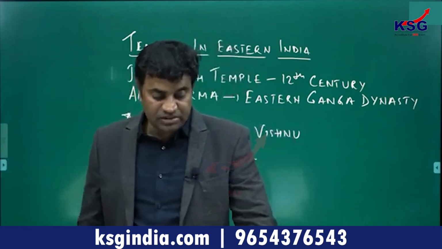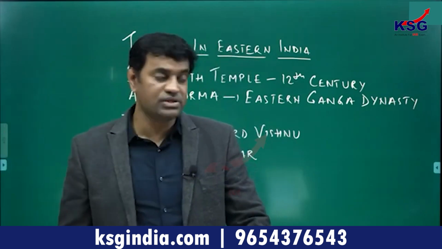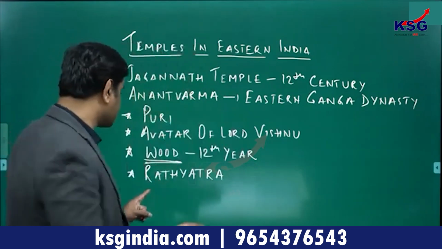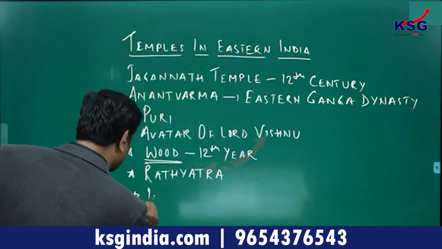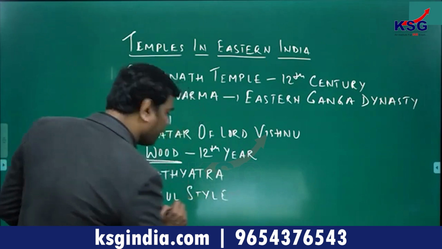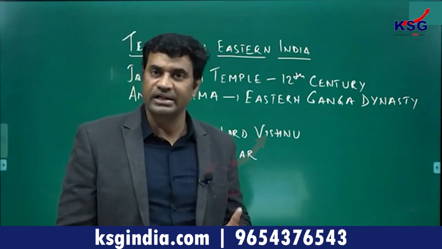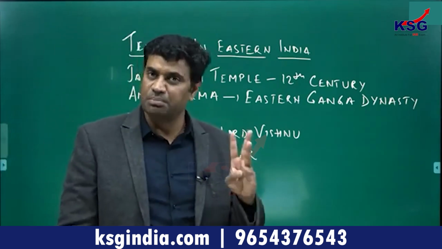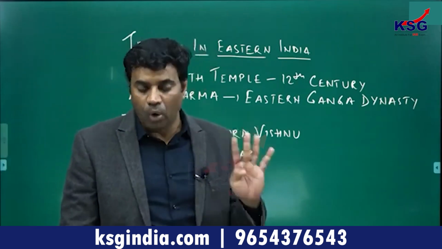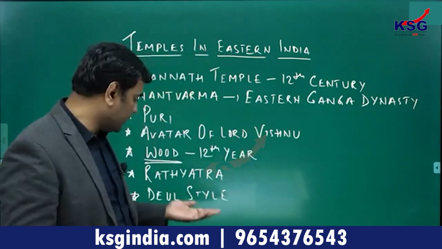This is very important, and at the same time, this has also been constructed in Deval style, which is Kalinga style. Deval style is marked by four important components. These components are: number one, the Viman; second is known as Jagmohan; third is known as Mahamandir; and fourth is Bhog Mandap. So this temple is also marked by four important features of Deval style.